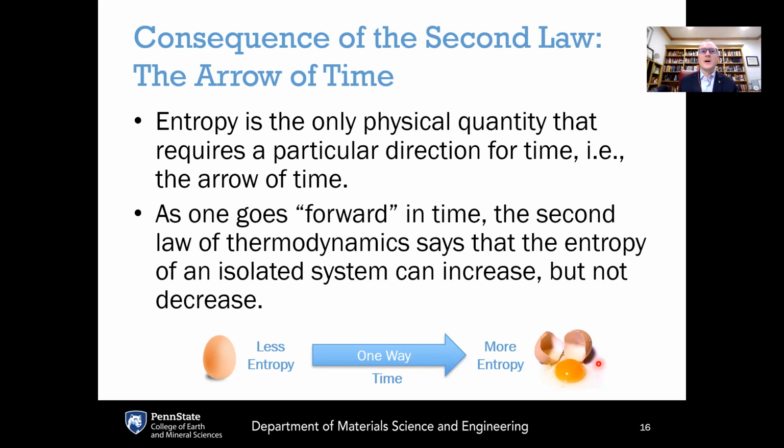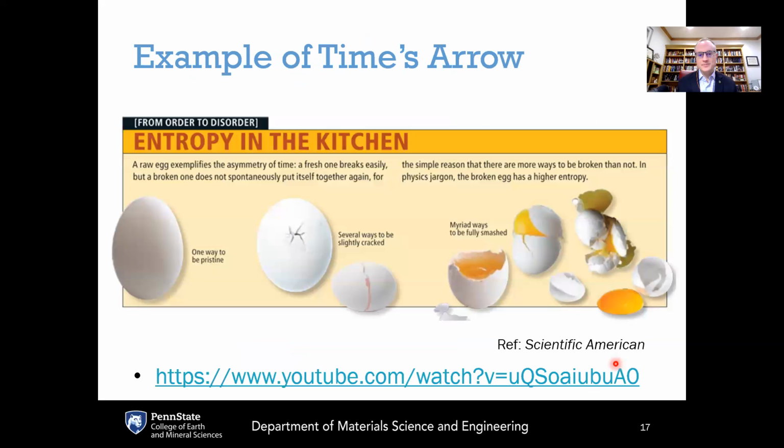It's valid from a purely probability argument, that it's just much more overwhelmingly probable for a system or for the universe to sample the states that have a greater number of possible microstates. So this entropy in the kitchen here is an example of time's arrow. The broken egg state exists in time after the intact egg state, never the other way around.